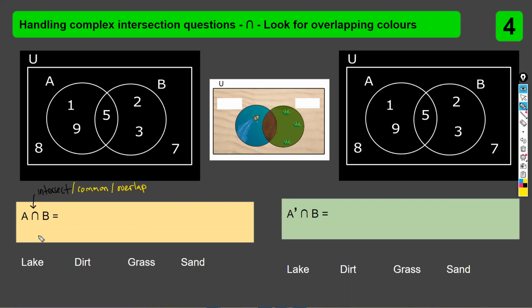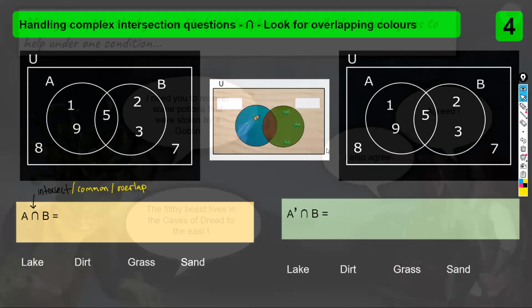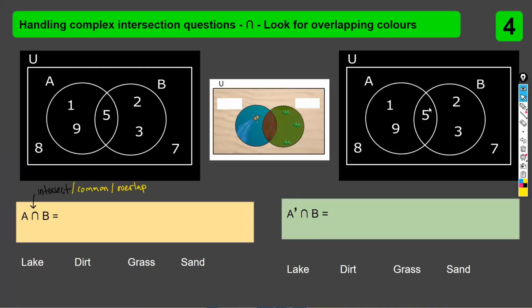Now, most people will know how to do this question here. A intersect B. It doesn't have the letter N here, so they're asking you for the actual numbers. Well, what would be the answer for this particular question? Most people will be able to do this in their head. The first question, A intersect B. The answer would be what? 5, right? The number 5, because that's where A and B overlap. That's the common region, right?